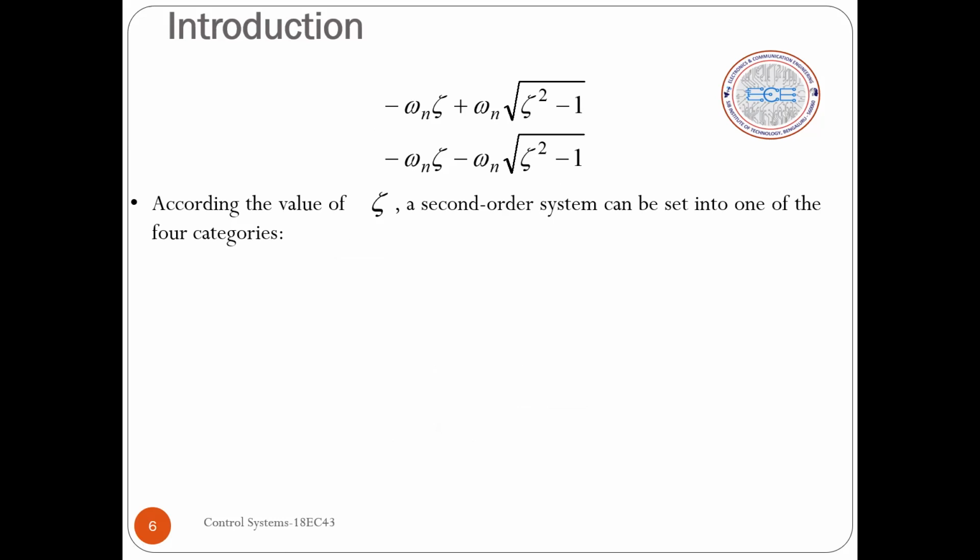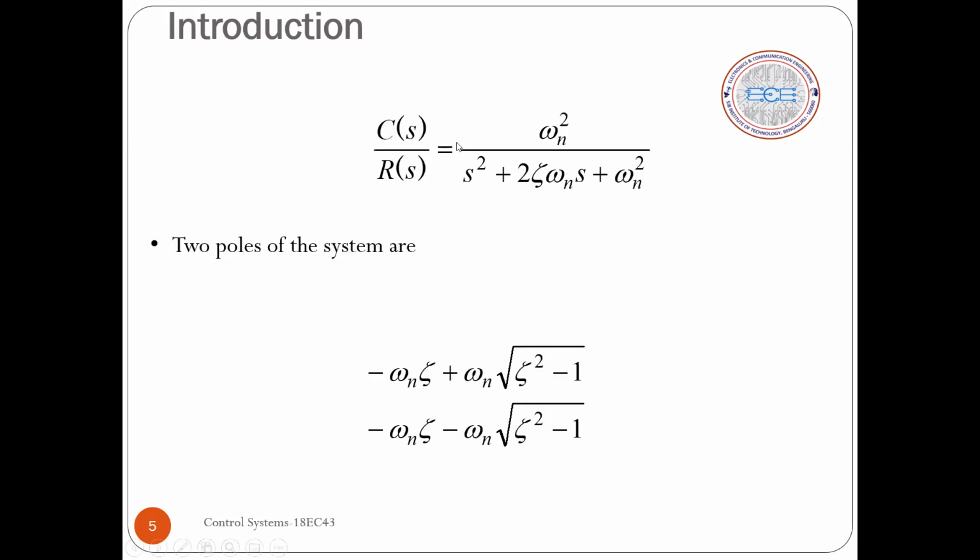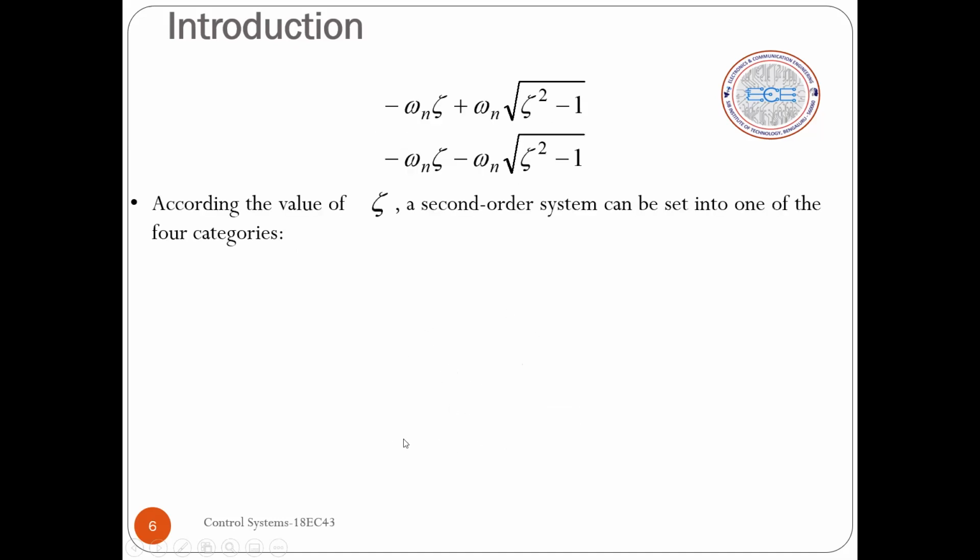Now the two roots we can have this way. In the previous slide we have this, because it is a quadratic equation, that is the system characteristic equation. According to the quadratic formula, the roots are minus b plus or minus the square root of b square minus 4ac. We just apply that formula and we get the two roots here. The two roots, along with the zeta value, will give different possible patterns. We will see them one by one.